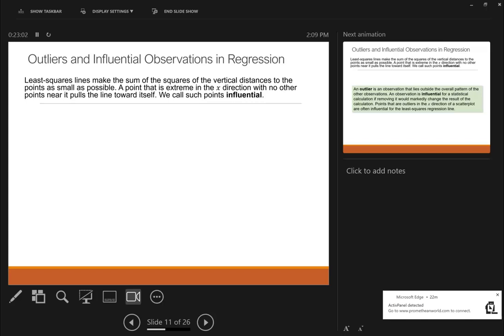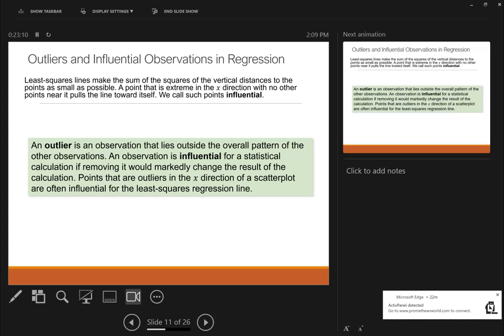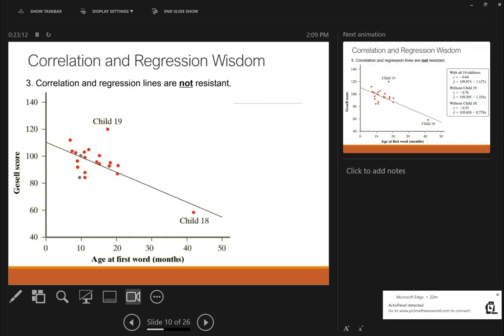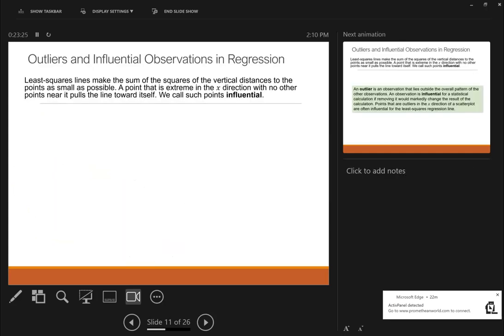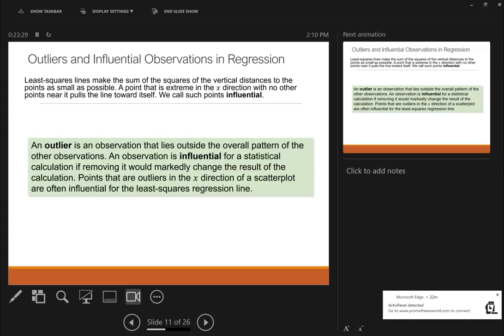A point that is extreme in the x direction with no other points near it will pull the line towards itself. We call such points influential. So if I go back and look at this, this guy is an x outlier, right? So we call that point influential.